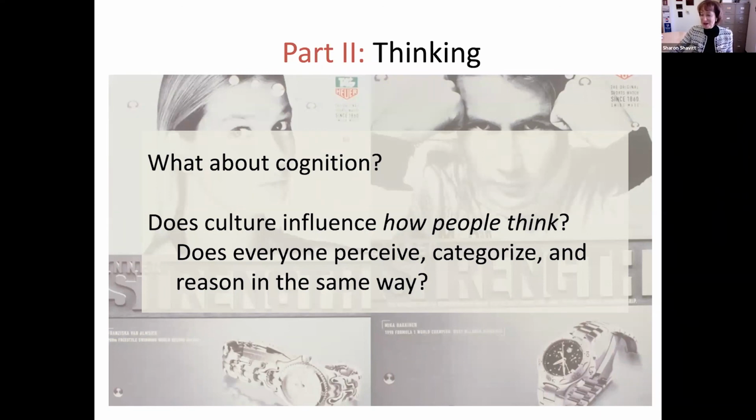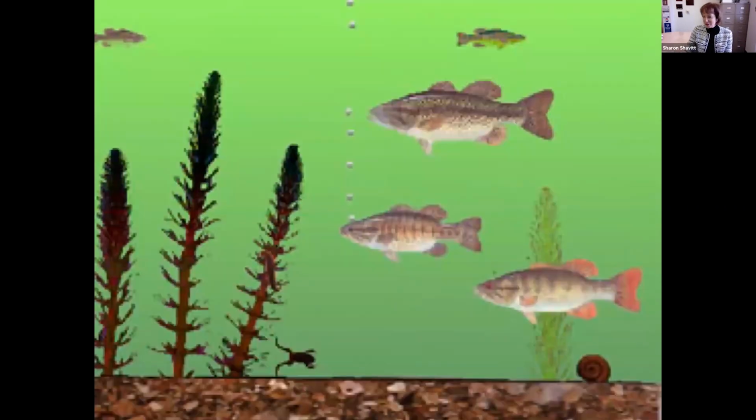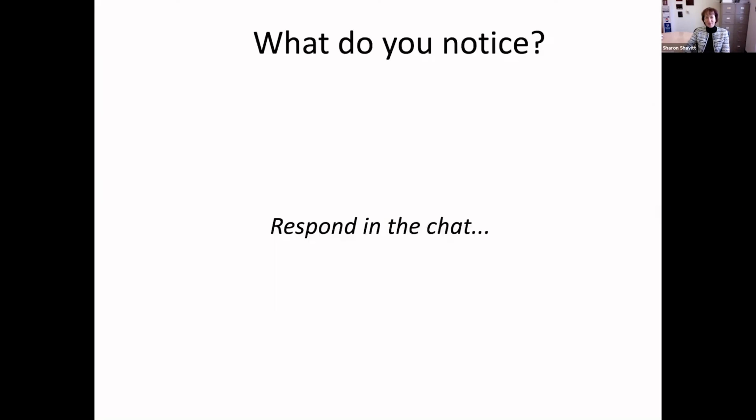So let's talk about thinking style. What about cognition? Does culture influence how people think? And does everyone perceive, categorize, and reason in the same way? Of course, you know that the answer is going to be no. There are differences. And to illustrate those differences, I want you to take a second to look at your computer screen. Ready? Now, what do you notice?